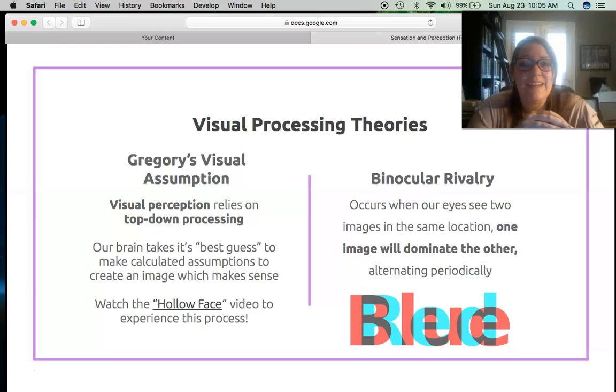It says that when our eyes are seeing two images in the same location, one image will tend to dominate the other, but we'll go back and forth, and we'll alternate periodically so we can see both of them, but we have a hard time perceiving both of them at the same time with equal clarity. So in this example, we see the words red and blue in different colors, but we may not be able to read both of them clearly when we try to see them together. We can only focus on one at a time.